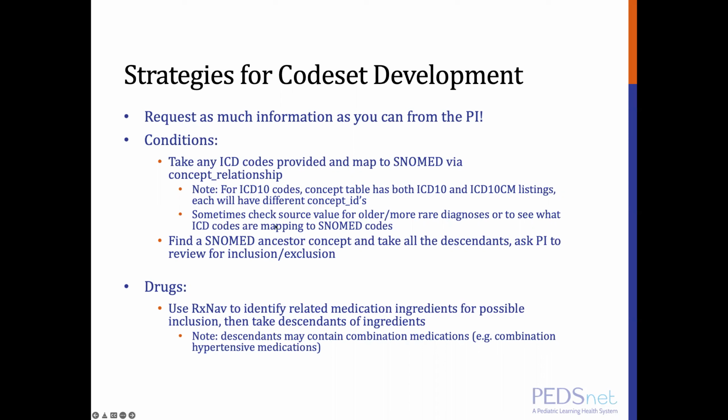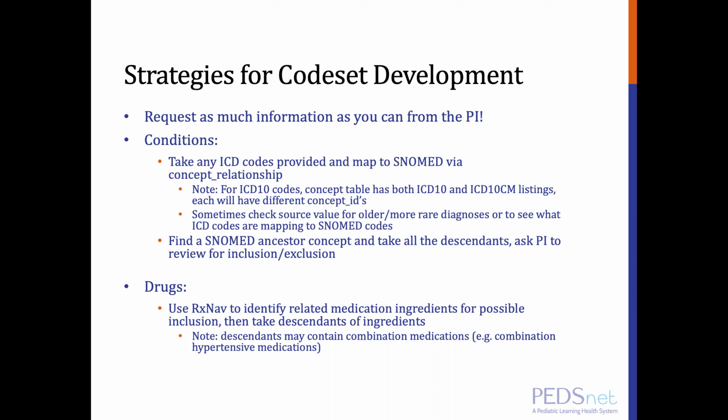And sometimes I would even check, if the numbers don't look right, if you're not seeing as many as you would expect, you might want to check the source values for older, more rare diagnoses, or to see what ICD codes are mapping to SNOMED codes. And you could use the SNOMED CT browser. Again, find a SNOMED ancestor concept and take all the descendants. Ask the PI to then review this for inclusion, exclusion. And they can tell you keep these codes, reject those codes, etc.